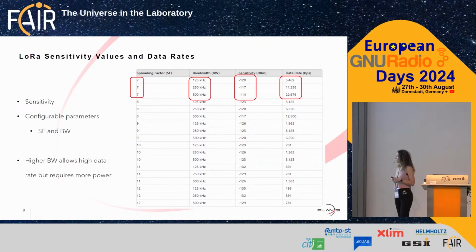And to see the bandwidth effect, let's keep the spreading factor constant, for example, 7. As the bandwidth increases, the sensitivity level decreases and the data rate increases. So higher bandwidth allows a high data rate, but requires more power in this case. So there are trade-offs, of course.